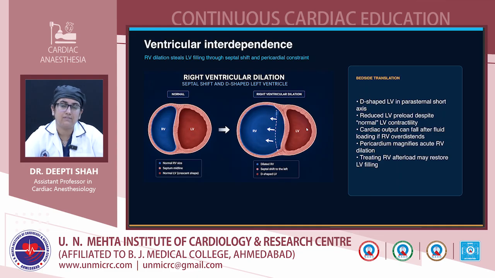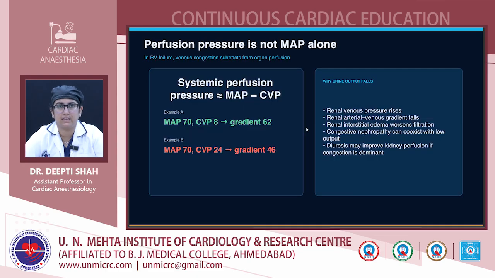Now the cavity of the LV has reduced, and its functioning will also be reduced, resulting in decreased LV preload, because obviously the RV is dysfunctional and not pumping forward flow, plus the volume the LV receives will also be lower because the chamber size has decreased. Thus there is decreased LV preload despite normal LV contractility. Cardiac output can fall after fluid loading if the RV distends. Since both are enclosed within the pericardium, the pericardium will magnify any acute RV dilatation. Thus treating RV afterload may result in restoration of LV filling.